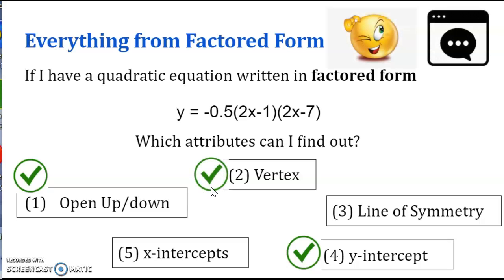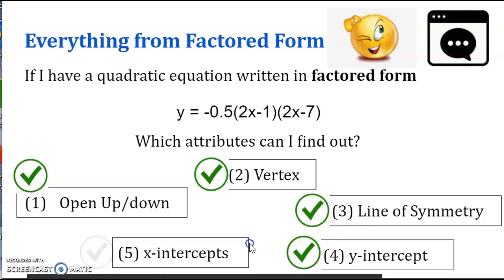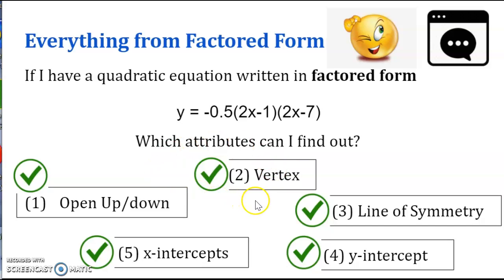You can find the vertex pretty easily. You can figure out whether it's opening up or down. We know how to figure out the y-intercept and the line of symmetry and the x-intercepts. So factored form is pretty handy there because we can easily find all of them. Sometimes the x-intercepts are not so easy, but if it's factored, it's always easy.